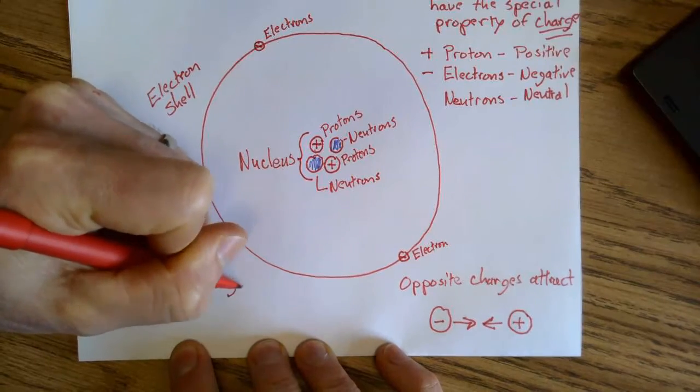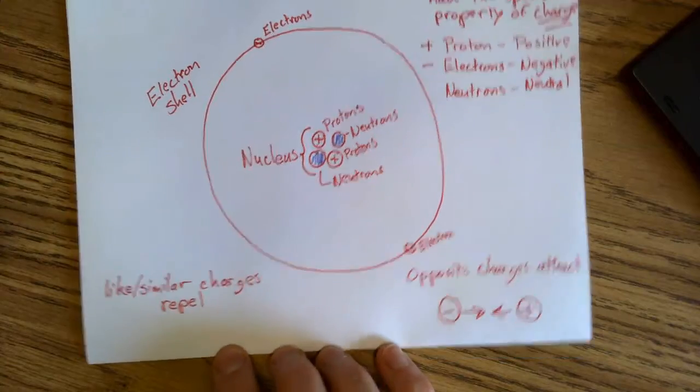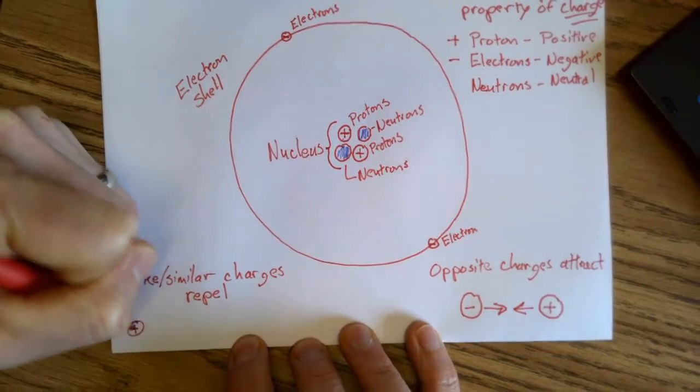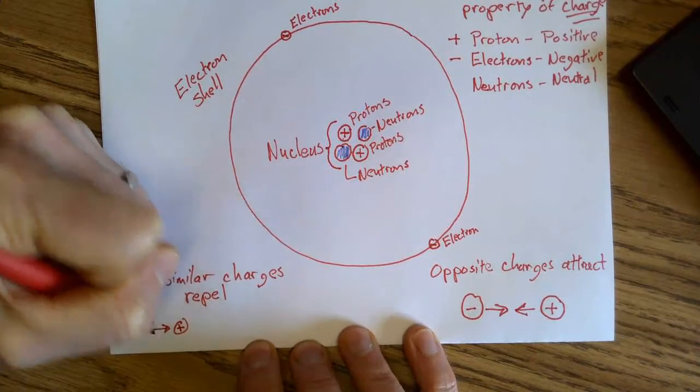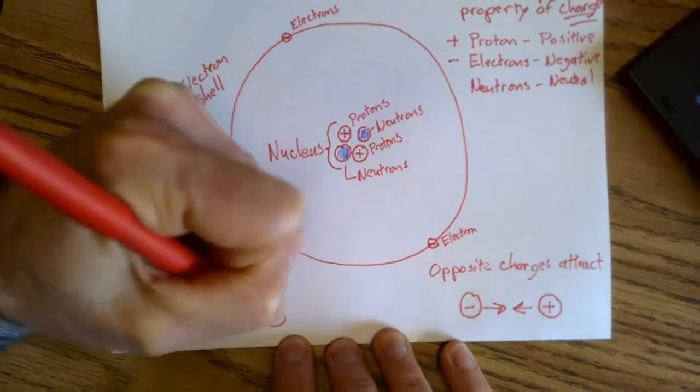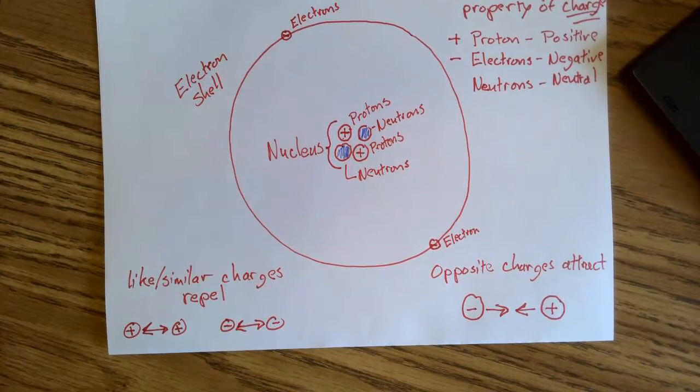On the other hand, like or similar charges repel. Repel means they push away. So if we've got a positive and another positive, they're going to push away from each other. If we have a negative and another negative, they're going to push away from each other. Opposite charges attract, similar charges repel.